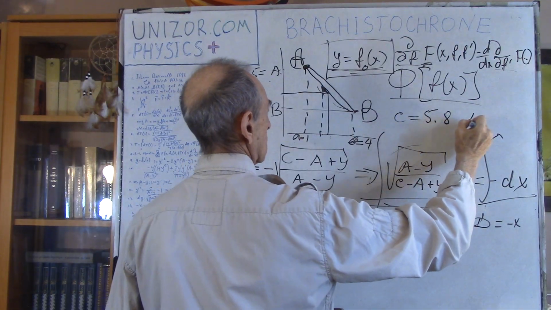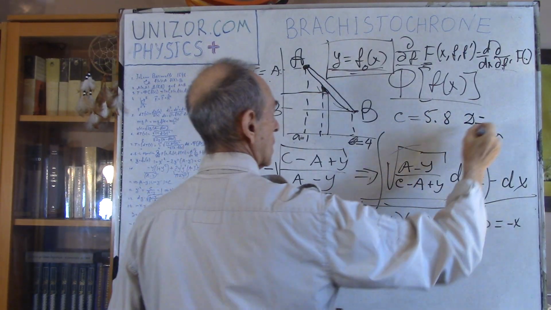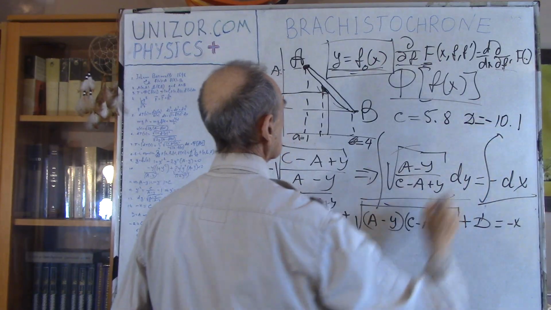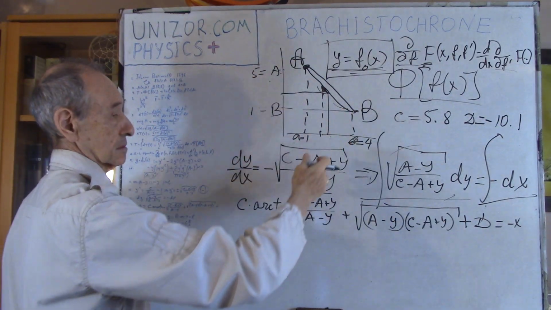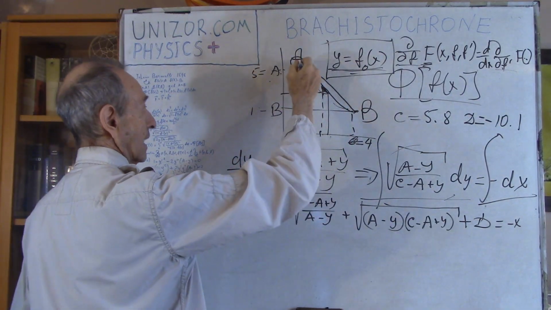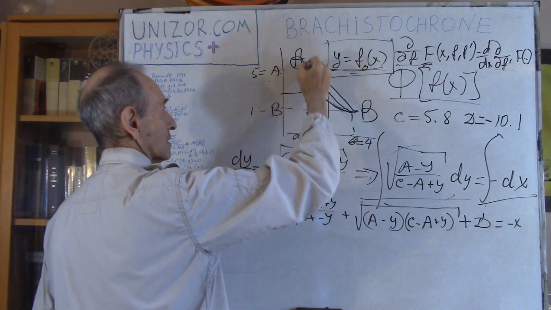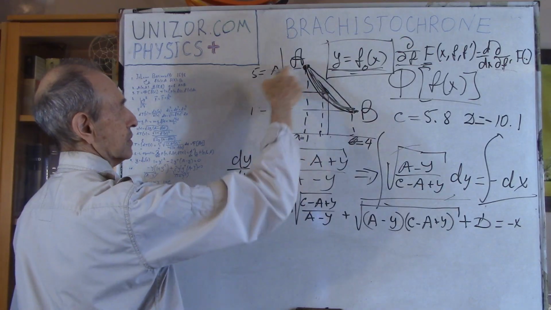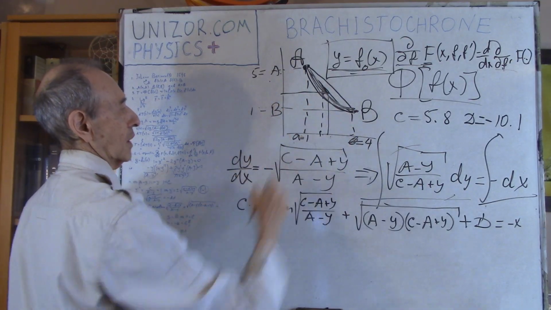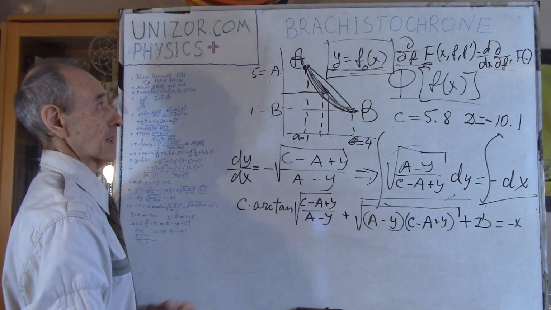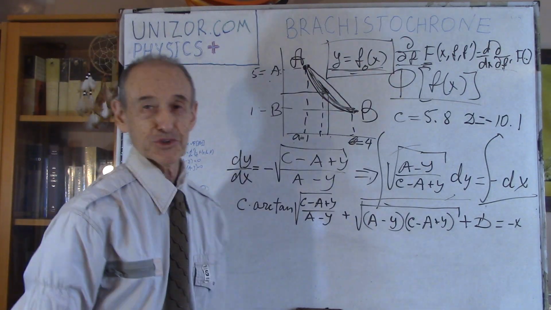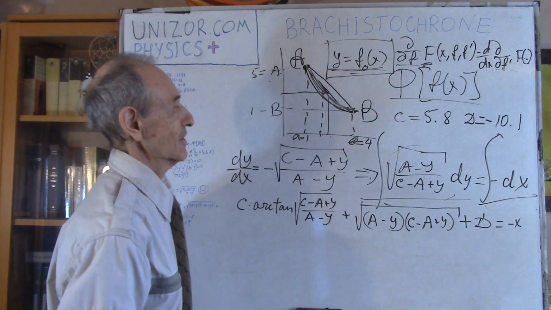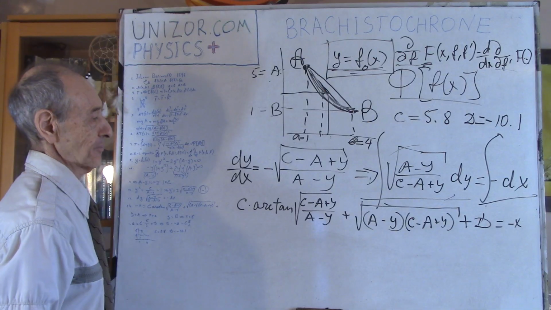5.8, d is equal to minus 10.1, and if I basically graphed it, I will get exactly the curve like this, connecting these points (1, 5) and (4, 1), and that was my Brachistochrone. So that's basically it.